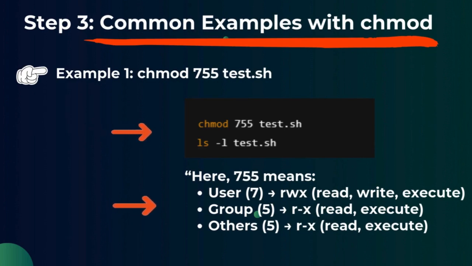Example 1. chmod 755 test.sh, then ls -l test.sh. Here, 755 means: 1. User, 7, rwx, read, write, execute. 2. Group, 5, r-x, read, execute. 3. Others, 5, r-x, read, execute. So the owner can do everything, but others can only read and run the file.